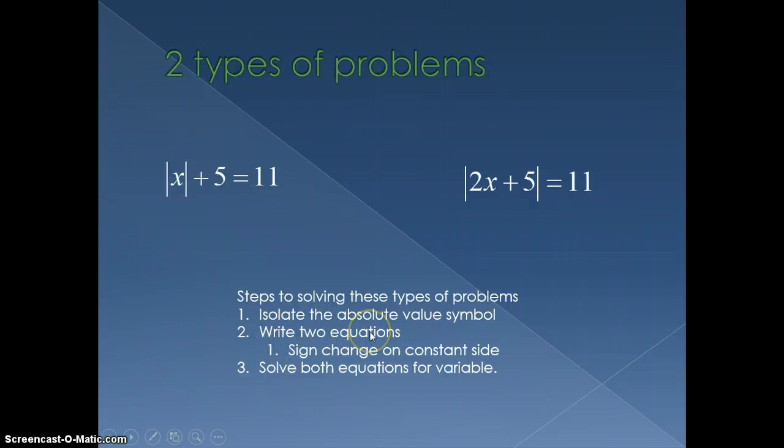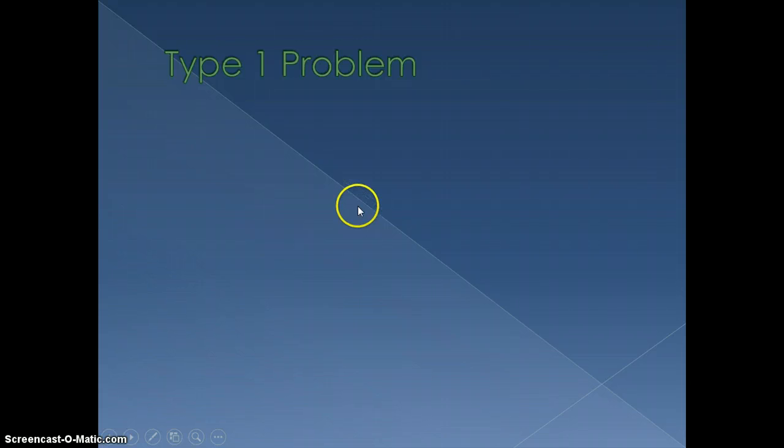Then we're going to write two equations. That'll be a kind of a trick to this. And really the key is to change the sign in one of the equations you make on the constant side. And I'll show you what I mean by that. And then you just have to make sure that you have solved both equations for the variable, whether it's x or a or b or whatever. So let's take a look at the type 1 problem.